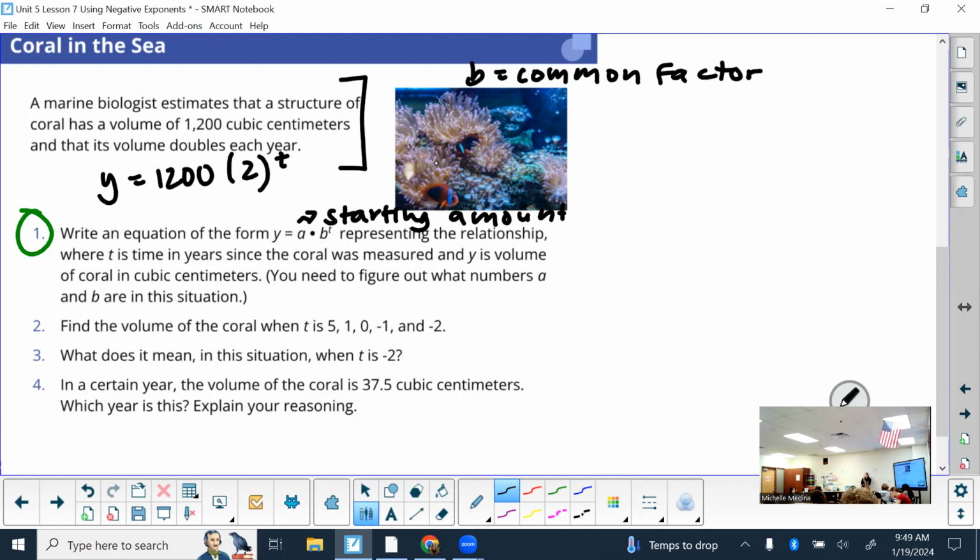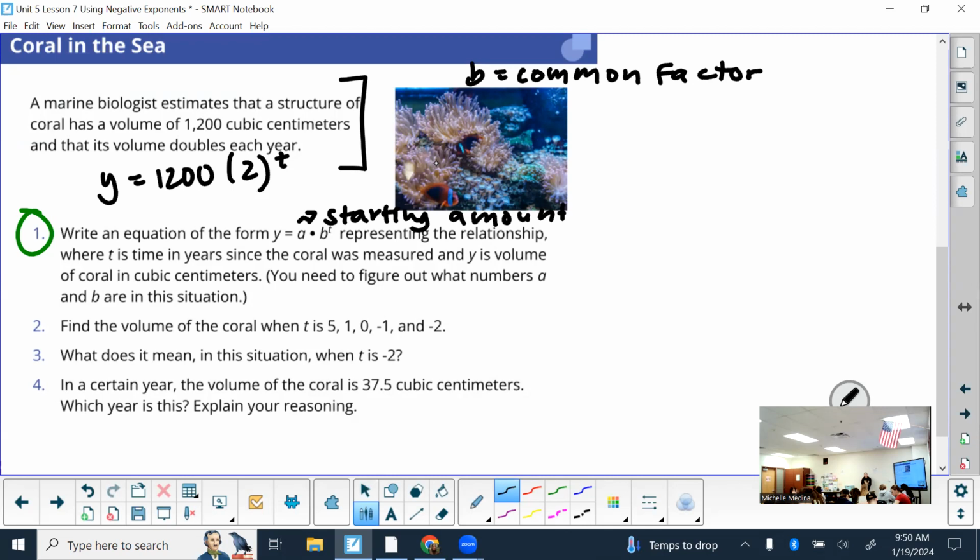So is it increasing or decreasing? Table 6. Doubling each year. Increasing. So this would be exponential growth, because the number with the exponent is bigger than 1. So it should increase over time. Good. So that's how you set it up.